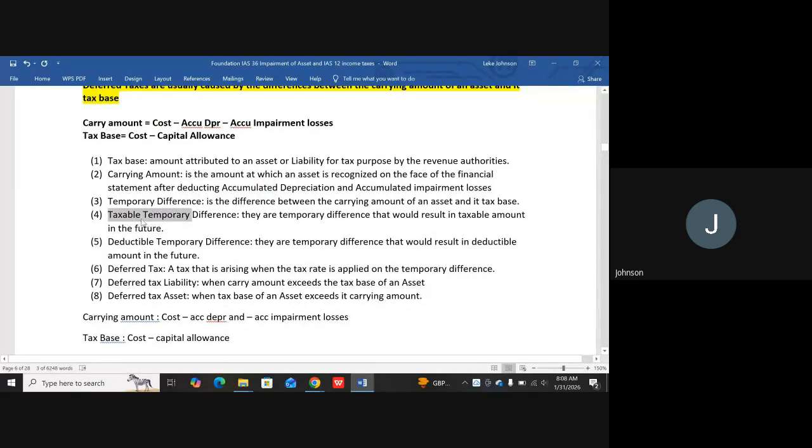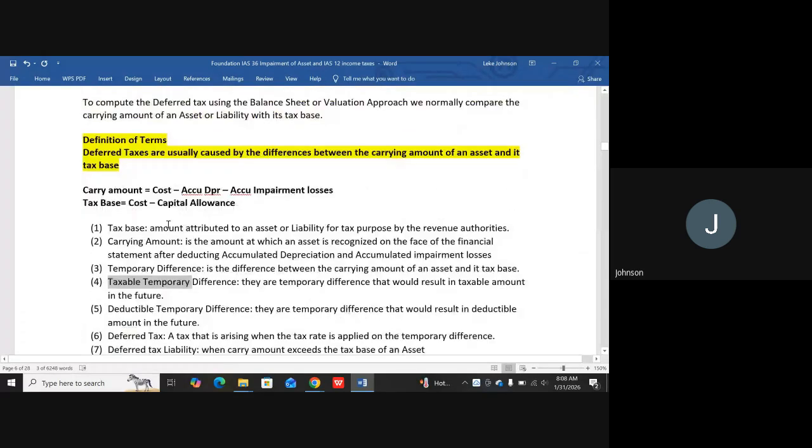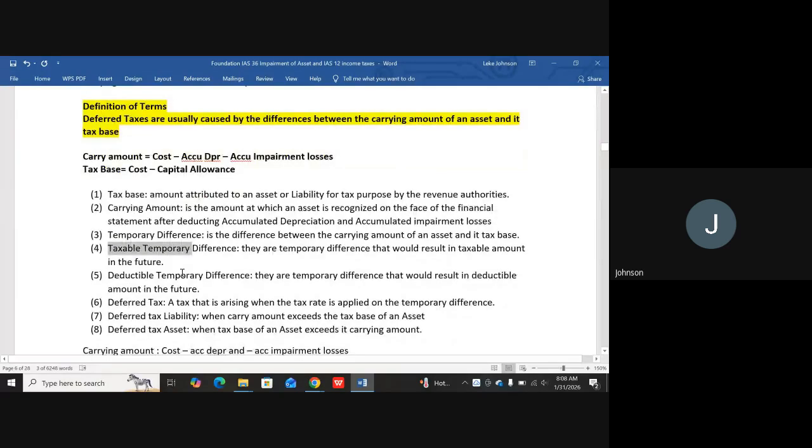So what is temporary difference? Temporary differences are differences that would result in taxable amounts in the future. Okay, so temporary differences are the kind of difference that will result in taxable or deductible amounts in the future. So how does the difference come? It comes by comparing your carrying amount and your tax base. So that is where you discover what that difference is going to be. So that kind of difference is either going to cause a taxable amount in the future or a deductible amount in the future.